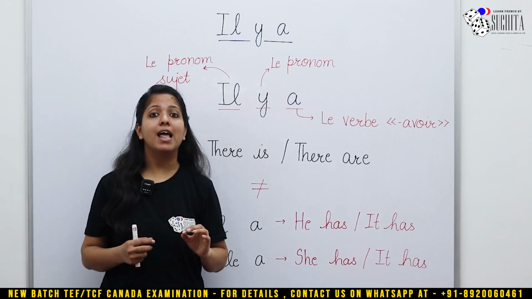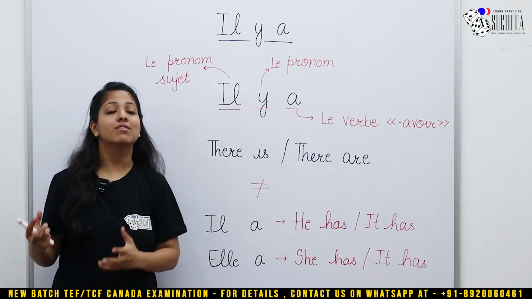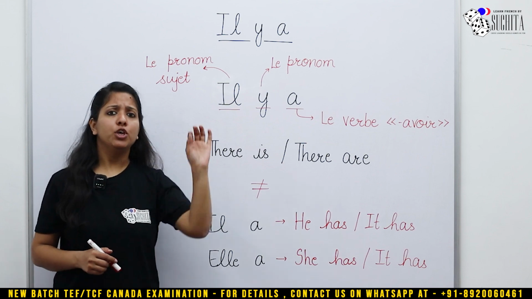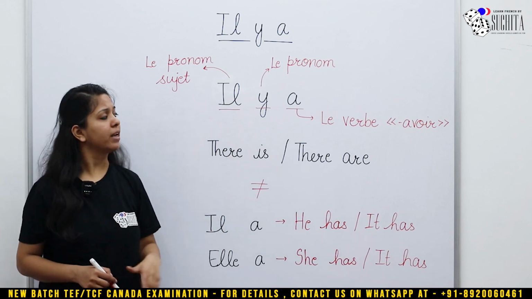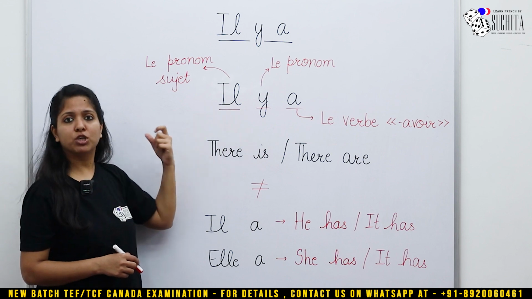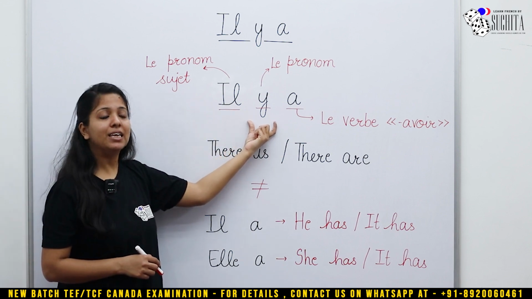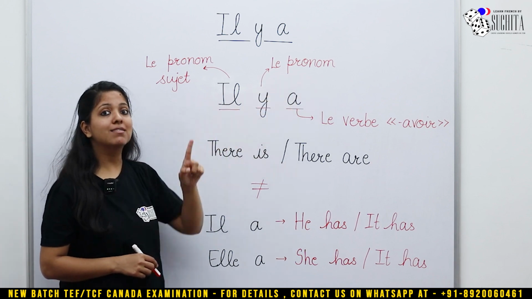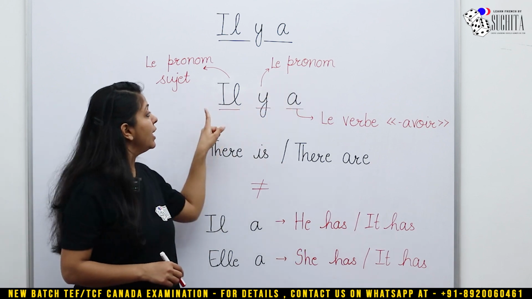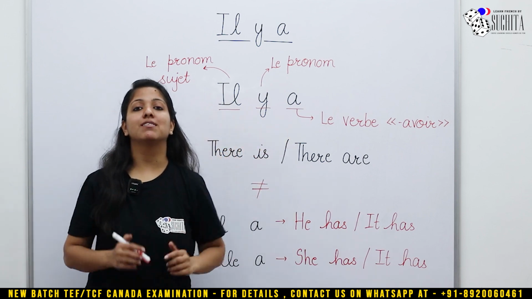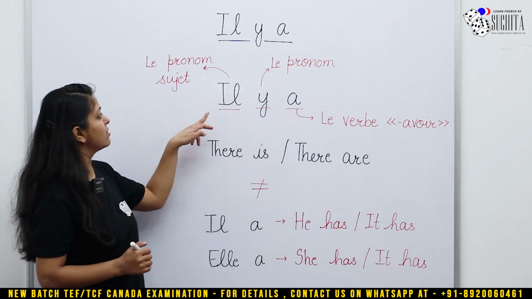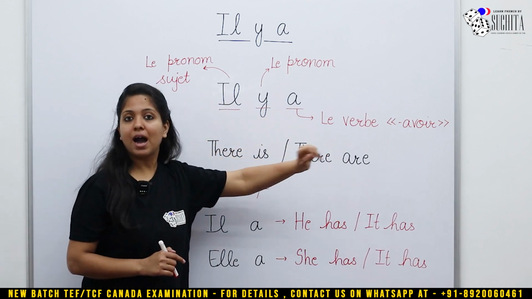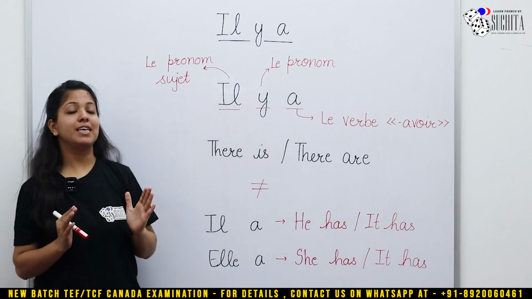Il, that's actually a subject pronoun. Je, tu, il, elle, nous, vous, ils, elles, all these are your subject pronouns. If you do not know what subject pronouns are, I'm dropping the link in the card above. You can watch that video and then come back here again. So, this is my subject pronoun, followed by y. Y, that's your pronoun, okay? And a, that's the verb avoir, okay? Il, y, a. Together, it is il y a. Together, it is il y a.